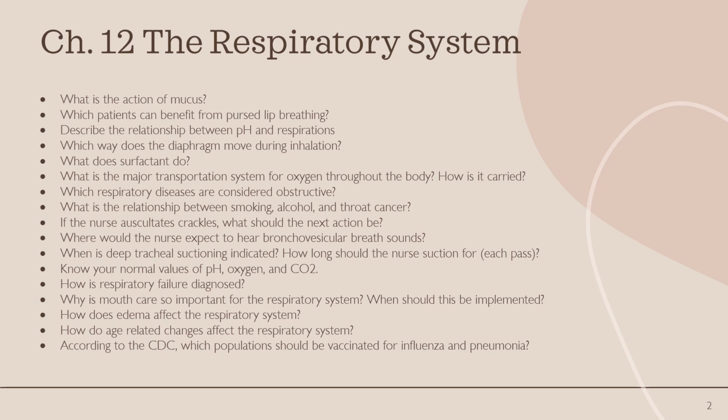Describe the relationship between pH and respirations. We can see this on page 258. The signals of changing levels of hydrogen ions measured by pH, carbon dioxide, and oxygen will trigger the respiratory center to send signals through the spinal cord and spinal nerves to the peripheral nervous system and then to the phrenic and intercostal nerves that help control the diaphragm and respiratory muscles.